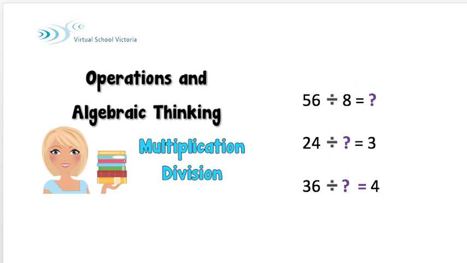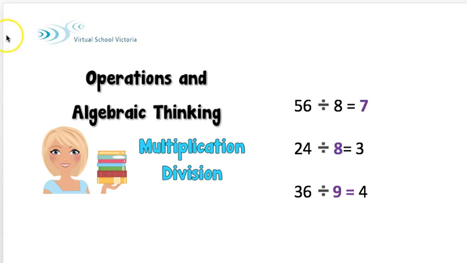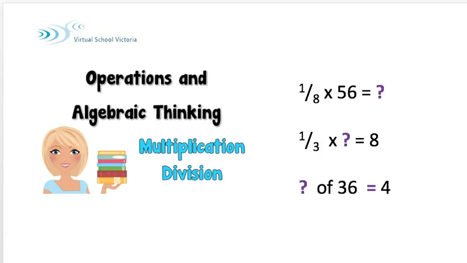Similar for division. When you see 56 and 8, what would be in that group? What would hang out with 24 and 3 when you're thinking about your tables? And what is the family member of 36 and 4? Let's look at those. So those are fact families or tables that are connected.